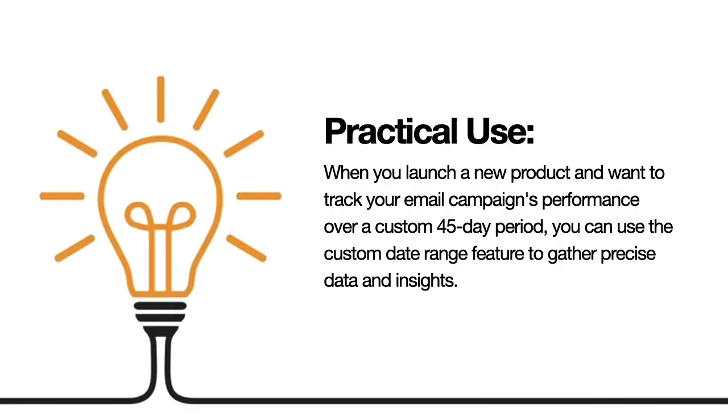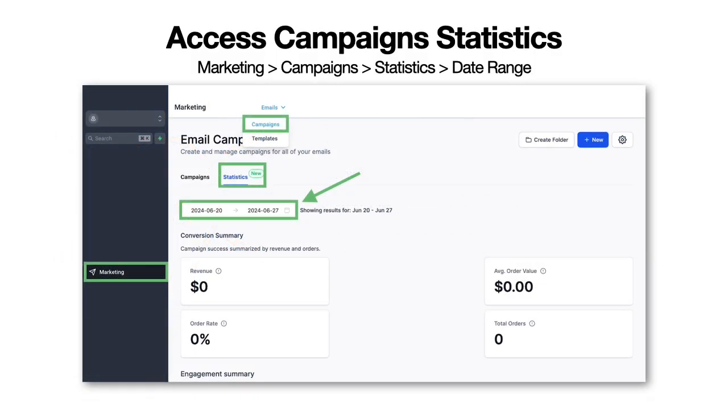Now, when you launch a new product and you want to track your email campaign's performance over a 45-day period, now it's easy to use the custom date range feature to gather that really precise date-specific data and those insights. Let me show you exactly where to access the campaign statistics.